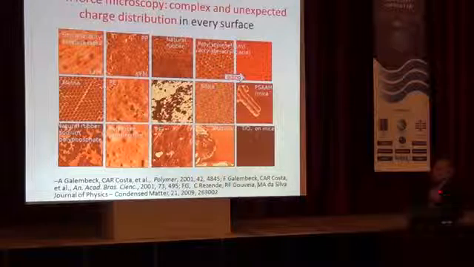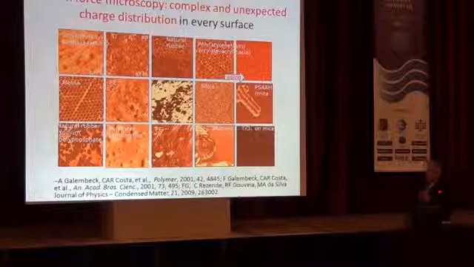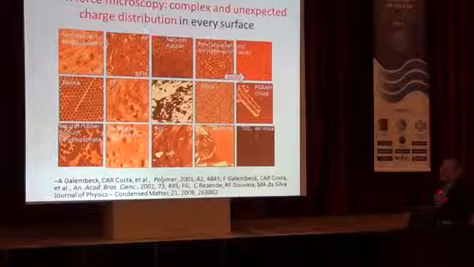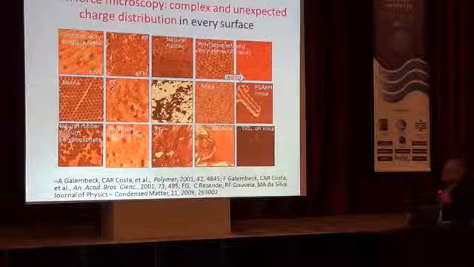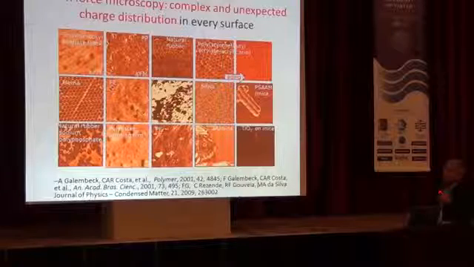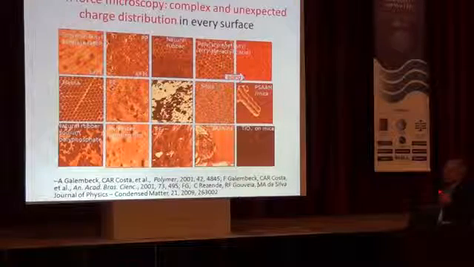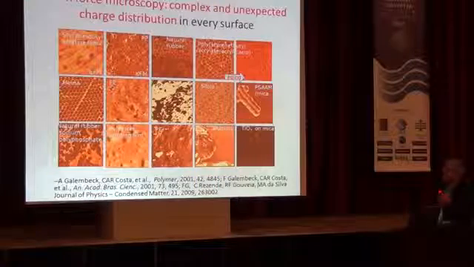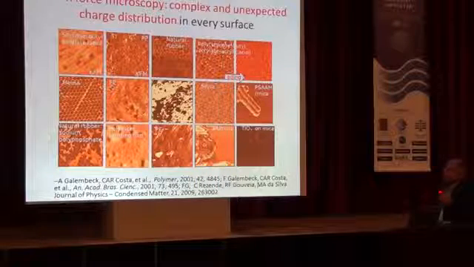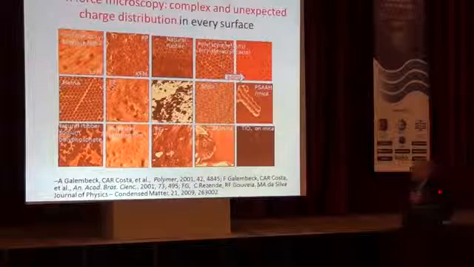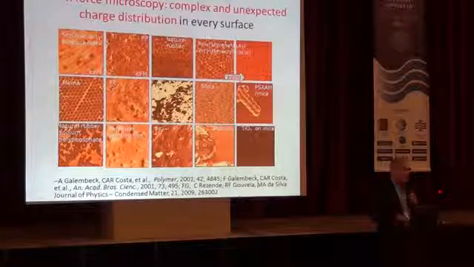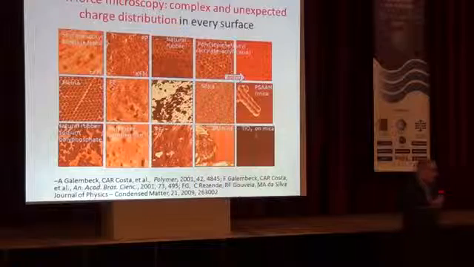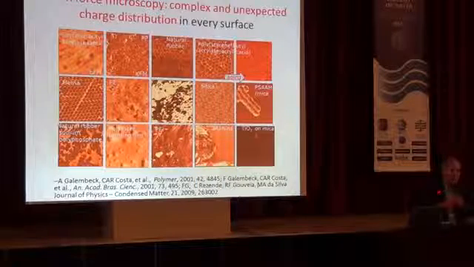These are many images that were obtained from many different polymers. These are all Kelvin micrographs. The size is between 5 and 10 microns in different images. And the contrast in these images is coded this way: brighter areas are positive, darker areas are negative.